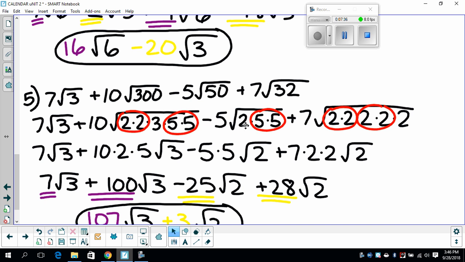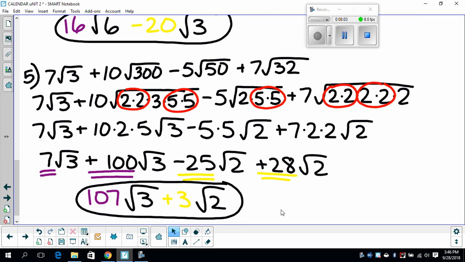50 simplifies to 2 times 5 times 5, or factorizes to that, sorry, and 32 factors to 2 times 2 times 2 times 2 times 2. Kick out your pairs, multiply your coefficients. You end up with 7 times the square root of 3 plus 100 times the square root of 3 minus 25 times the square root of 2 plus 28 times the square root of 2, and combine your like radicals.